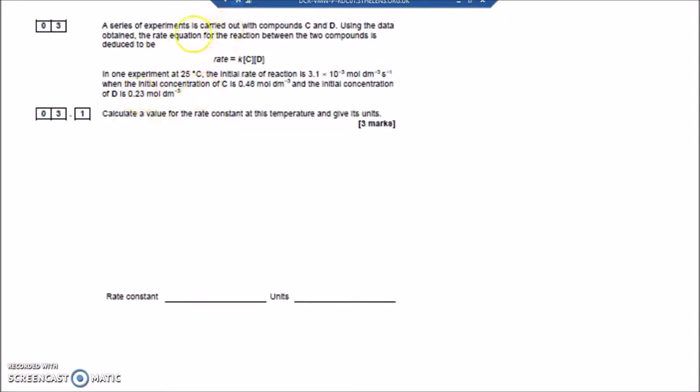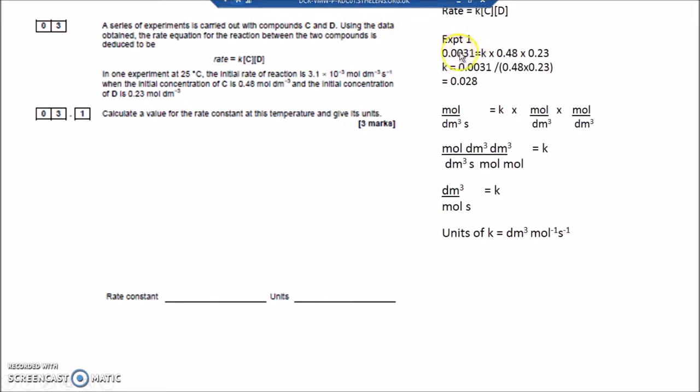Question 3 is a straightforward maths question. We've got rate equals the rate constant multiplied by the concentration of C multiplied by the concentration of D. So we've got the rate equation. We've been given the initial rate, 3.1 times 10 to the minus 3. So we've got the rate. We don't know the rate constant K. That's what we've got to try and work out. We've been given the concentration of C and the concentration of D.